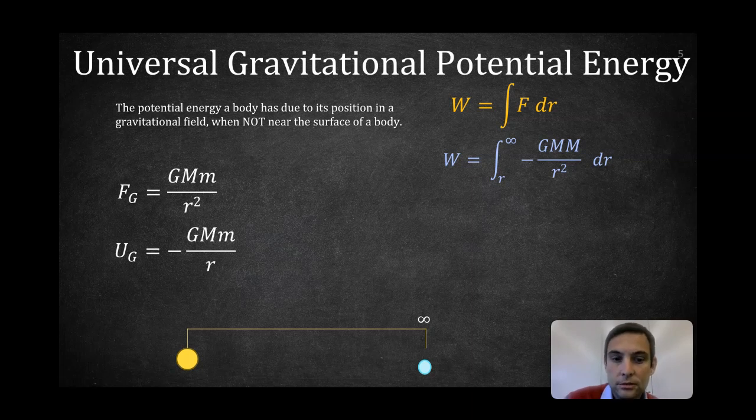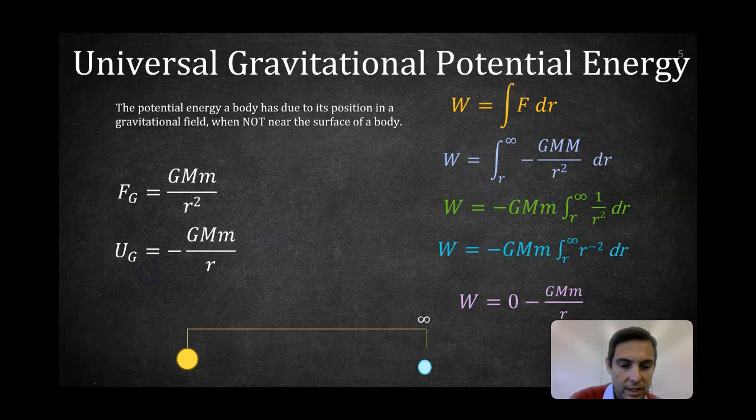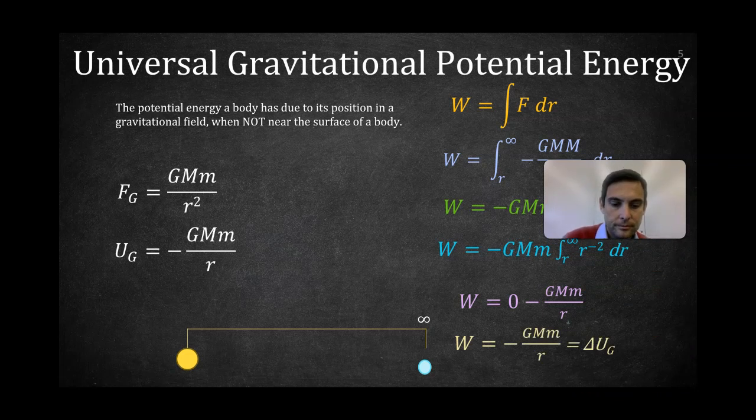Negative GMm over r squared. We're integrating that universal law of gravitation. We have that negative there because as we move the two planets further apart, that gravitational force is acting in the opposite direction of the displacement. So if we bring the planet to the right, the force is acting to the left. So we get this negative sign here. When we pull out all of our constants and do the integral and plug in, we get 0 minus GMm over R. Using our work energy theorem, that tells us that is our change in gravitational potential energy.